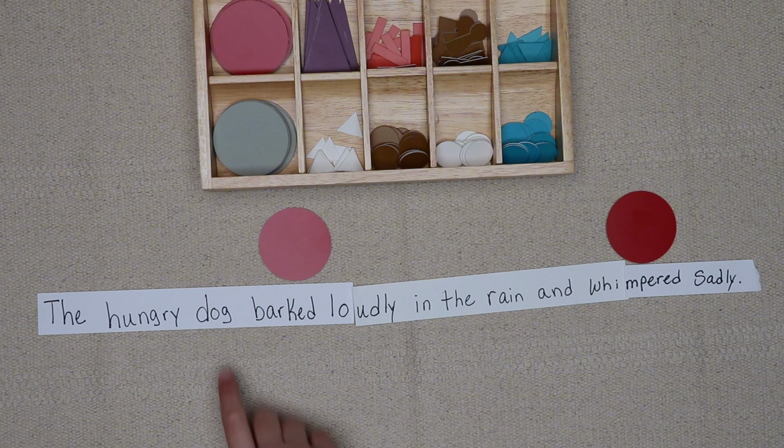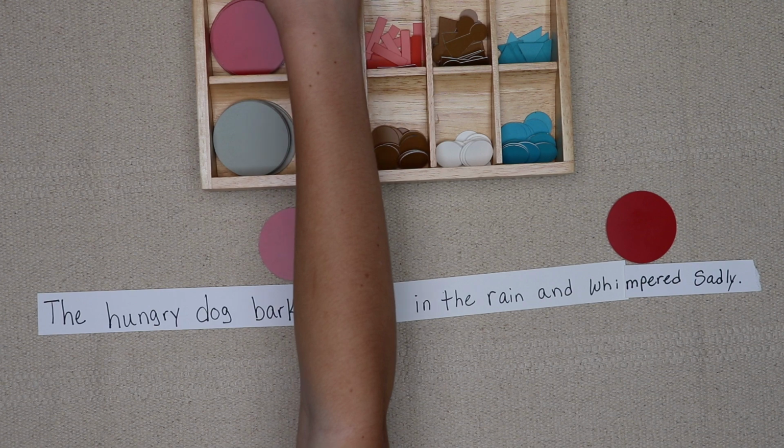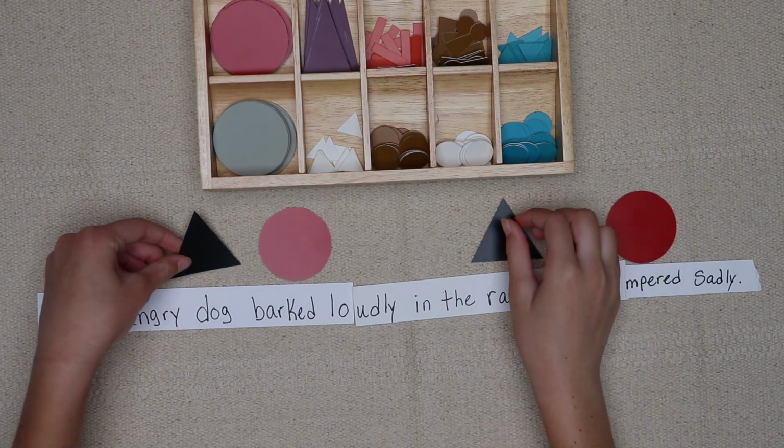The next step is to look for the noun in the sentence. This is the person, place, or thing that the sentence is about. Nouns are symbolized with large black triangles.